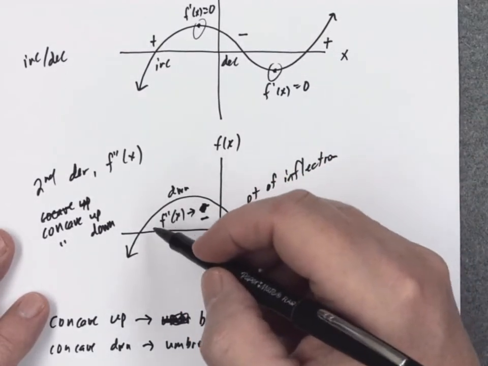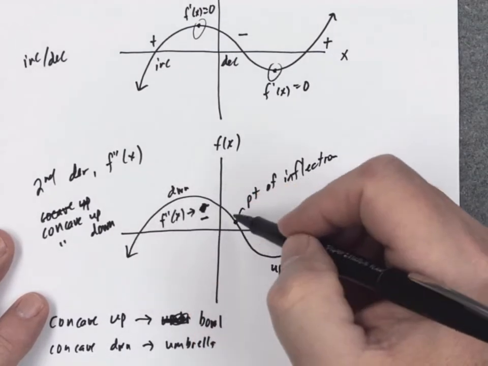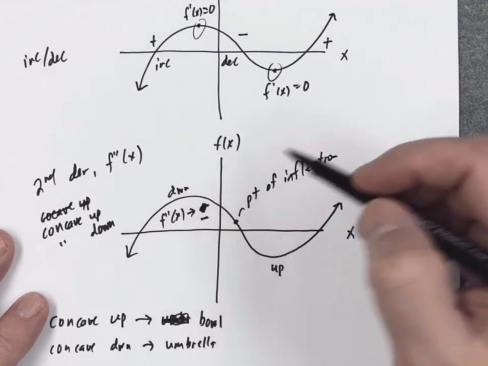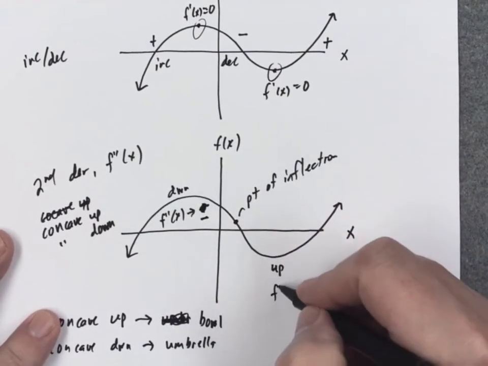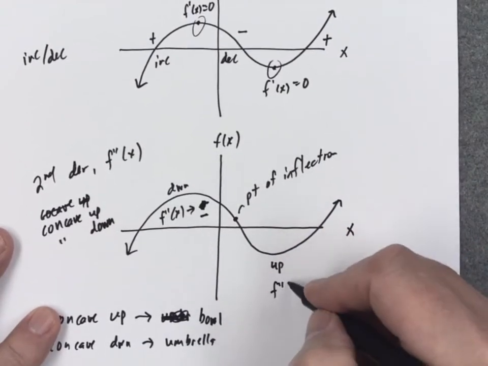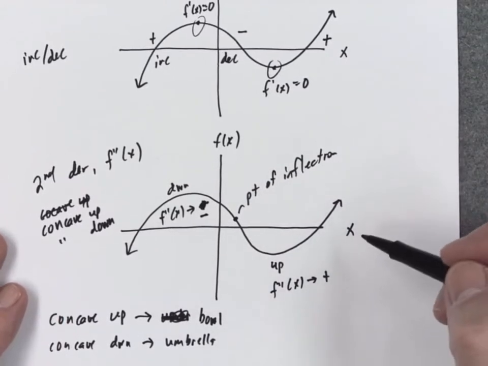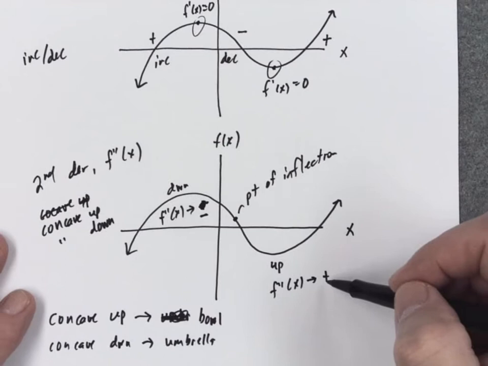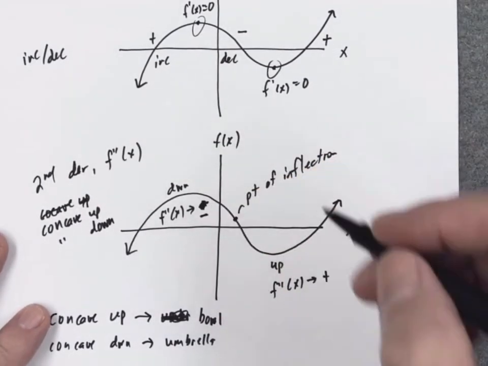When the function is concave down, that part of the graph has a second derivative that's negative. When it's concave up, the second derivative is going to be positive. Now here's a way I remember which is positive and negative, even though a minute ago I acted like I forgot.